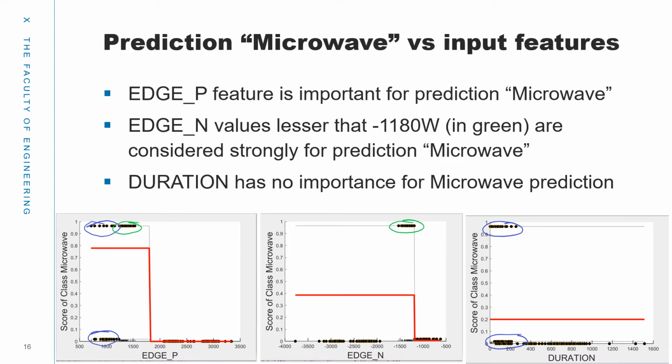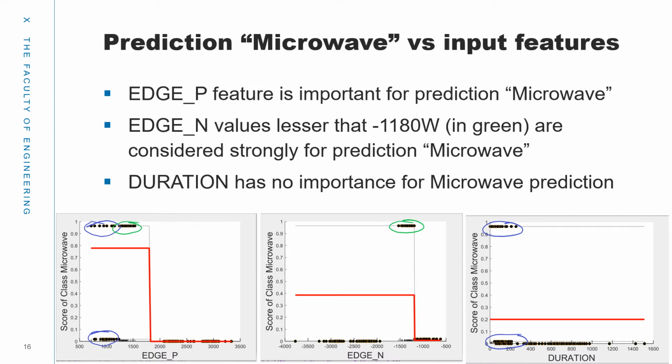From the figures here, we observe edge P being somehow important for microwave as well, even though there are a lot of mixed up instances around the same wattage, highlighted in purple. We see a few that are at score of 1 and not mixed up with any other instances, highlighted in green. With edge N, instances lesser than negative 1180 watts are considered strongly for predicting microwave, highlighted in green.